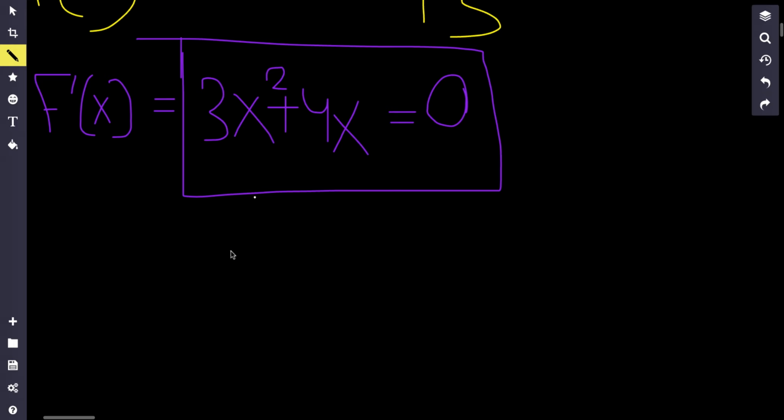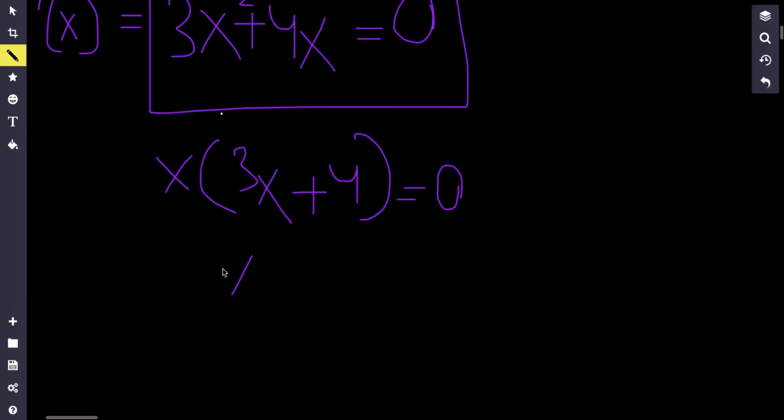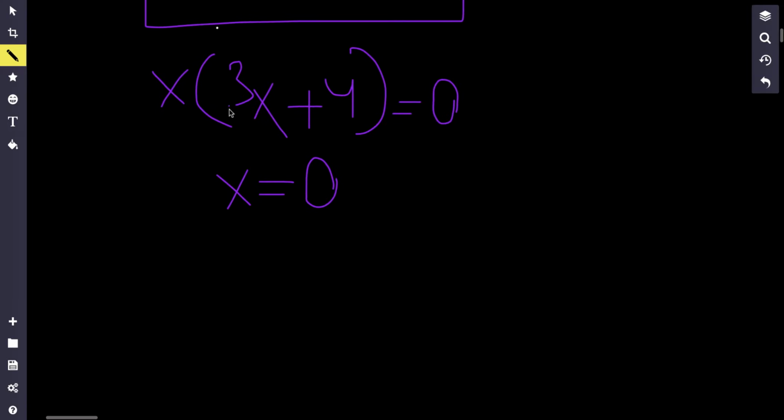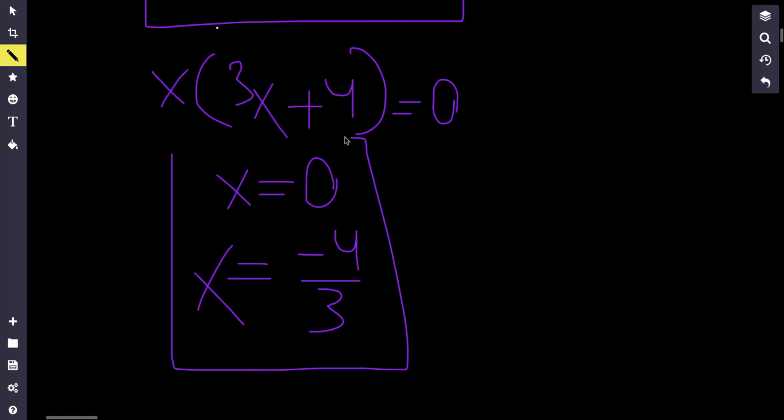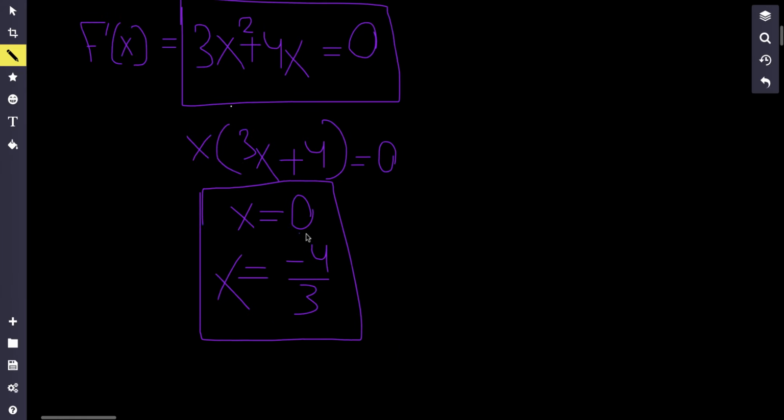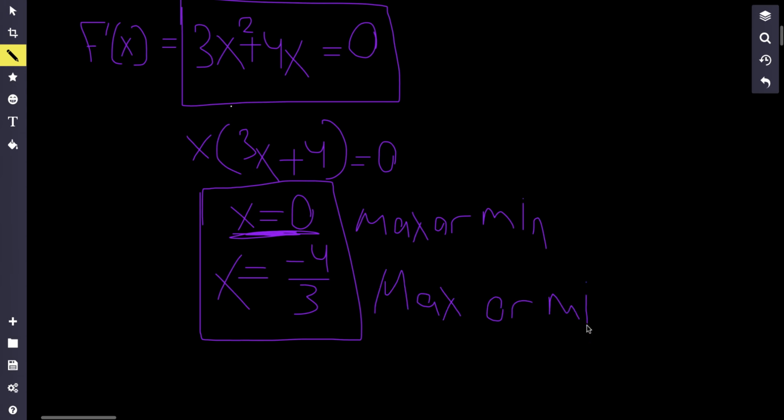So we can factor out an x. So we're going to have x times 3x plus 4 is equal to 0. x is equal to 0, and we have x is equal to negative 4 over 3. So from these values, we can conclude that at x is equal to 0, we either have a maximum point or a minimum point. And at x is equal to negative 4 over 3, once again, this right over here is either a maximum point or a minimum point.